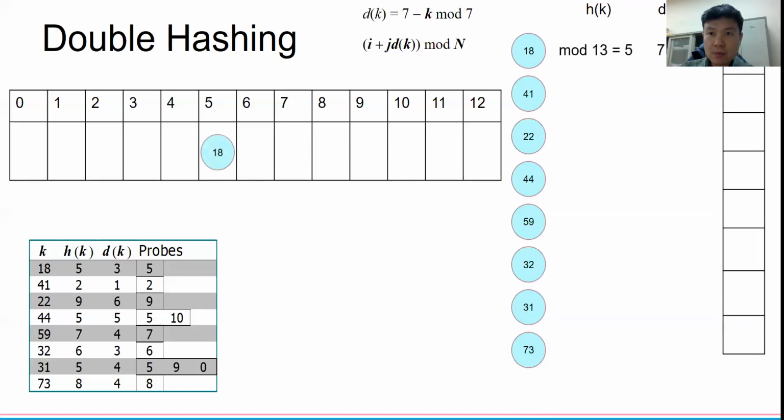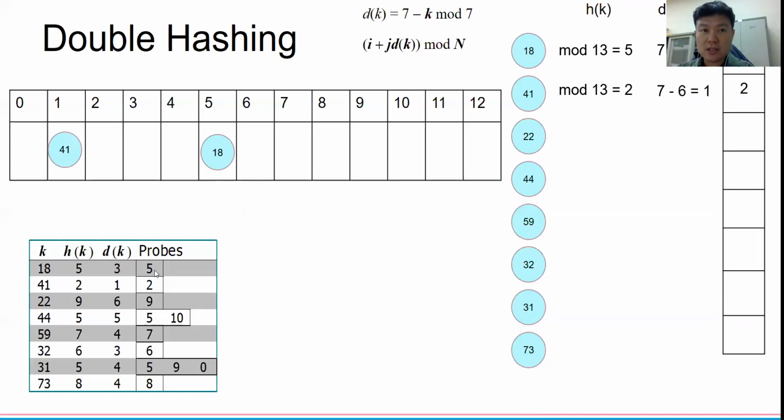18. Okay, 18 mod 13 is 5, and the TK, as we already know, the formula is 7 minus K mod 7. So K is the number, which is 18. So 7 minus 18 mod 7. 18 mod 7 is 4. So the result is 3. We have 5 and 3. Because 5 is still empty, just put 18 on the index 5. So the probe is 5. Okay, so you already know this table. This table indicates the result.